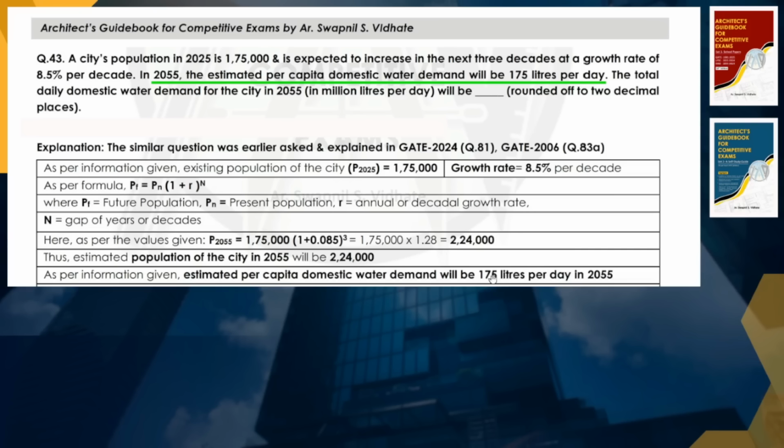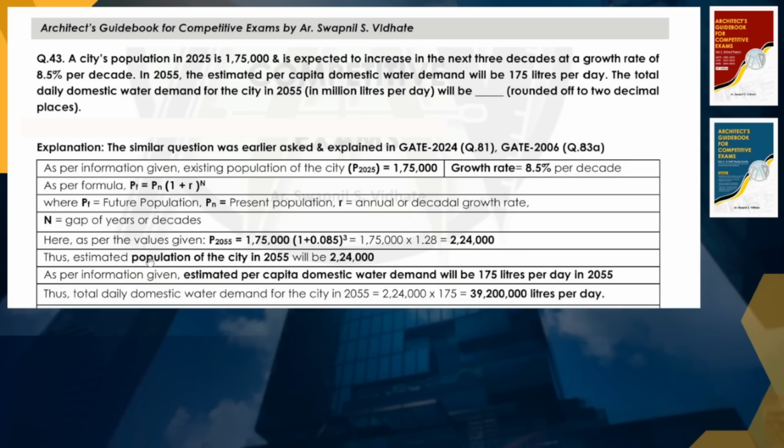So we'll just multiply this 175 by 2,24,000. We will get the total water demand, right? So the total daily domestic water demand for the city in 2055 will be 2,24,000 multiplied by 175. It will be this figure, right? 39,200,000 liters per day.